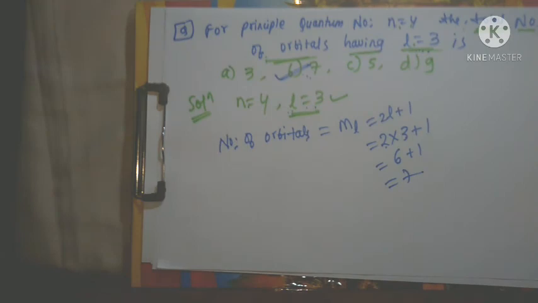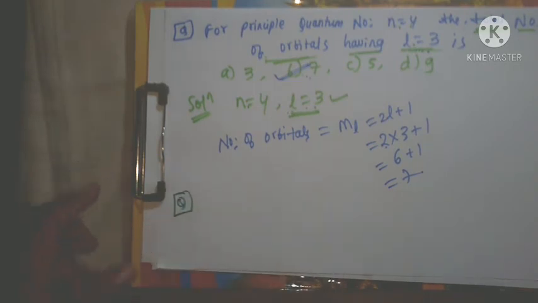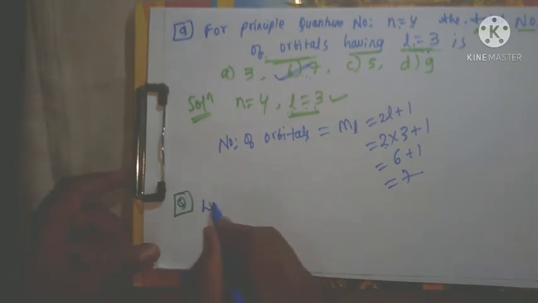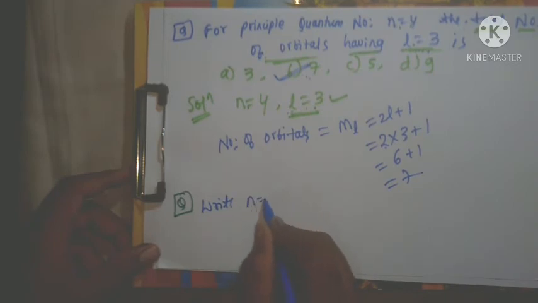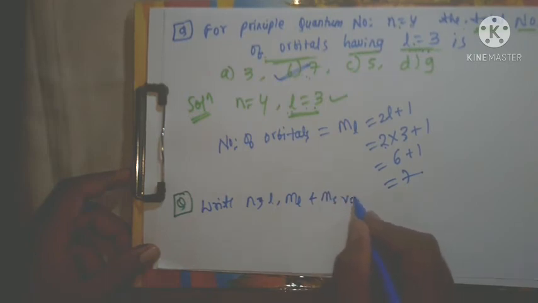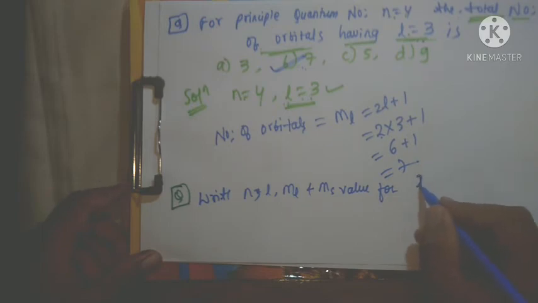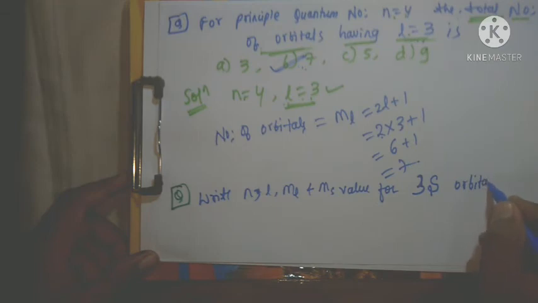Now, next another question we will take. Our own question we will take here. Write n value, n comma L, ml and ms value for, let us take 3s orbital or subshell.